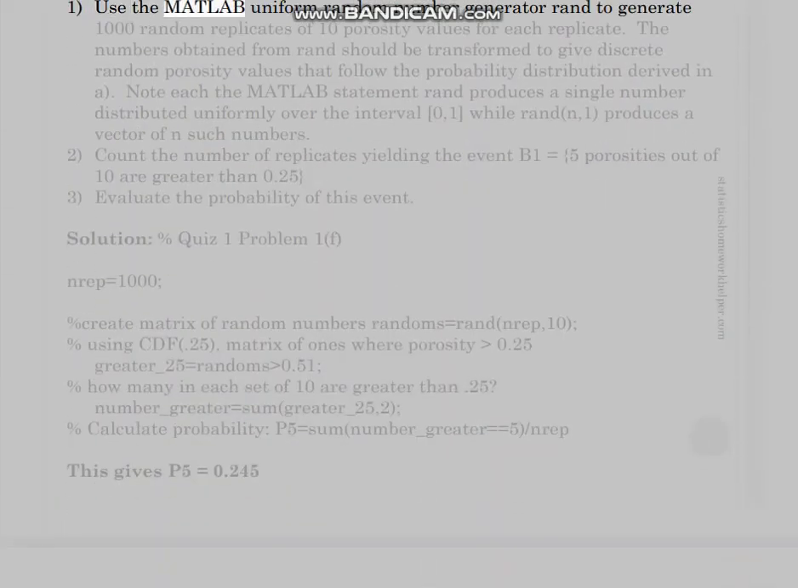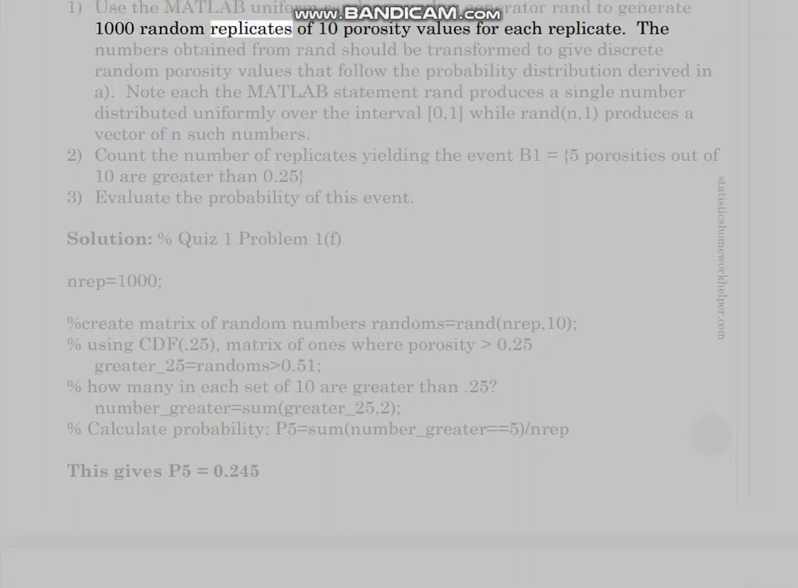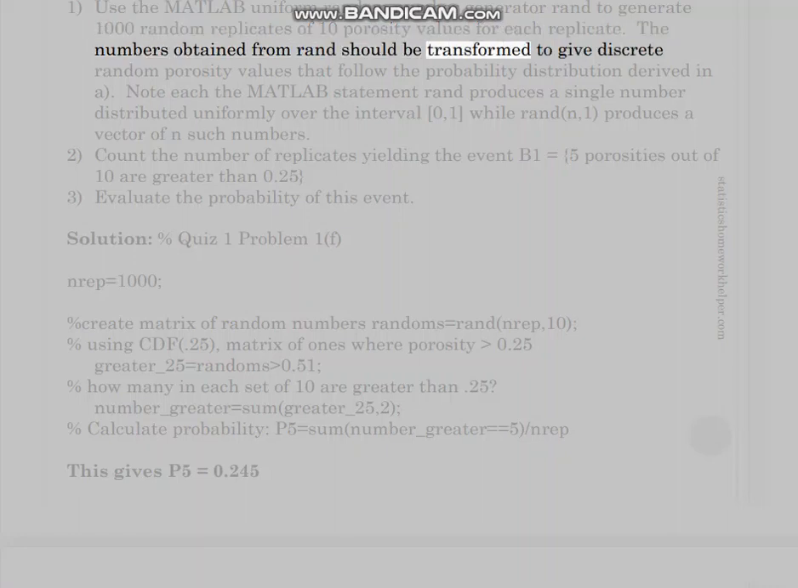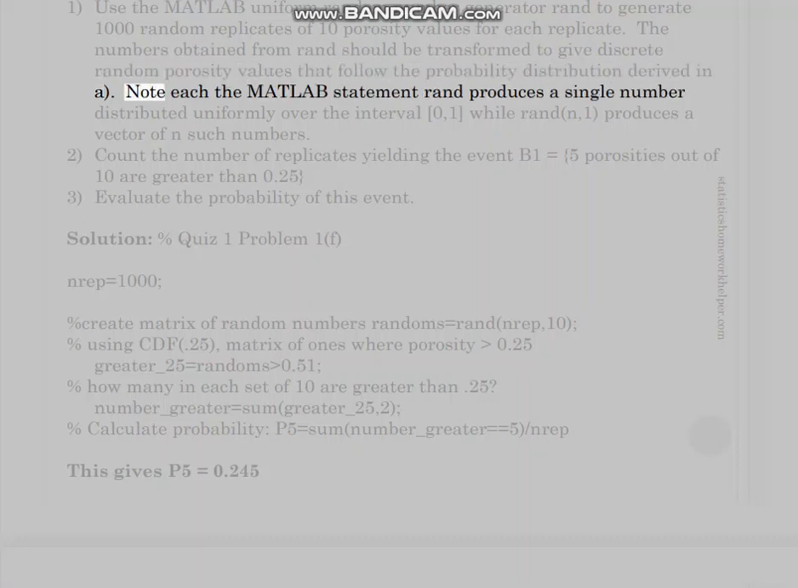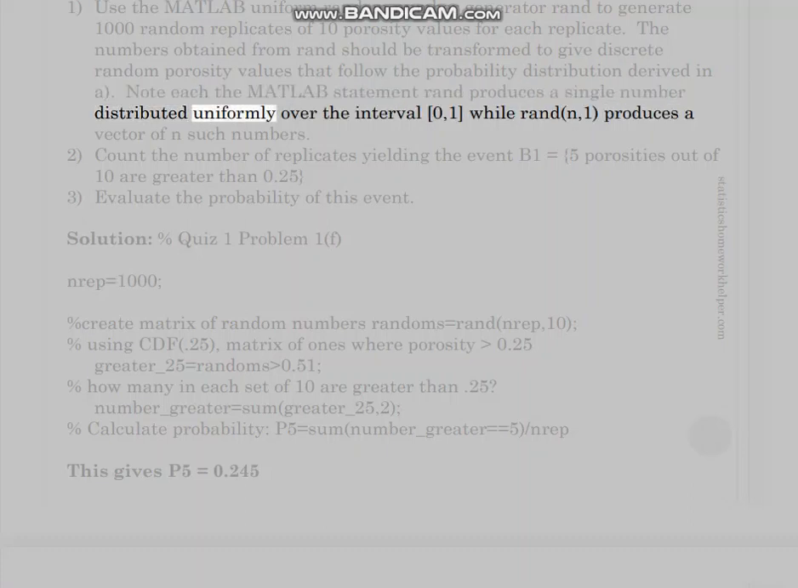1. Use the MATLAB Uniform Random Number Generator (RAND) to generate 1,000 random replicates of 10 porosity values for each replicate. The numbers obtained from RAND should be transformed to give discrete random porosity values that follow the probability distribution derived in A. Note that the MATLAB statement RAND produces a single number distributed uniformly over the interval 0 to 1, while RAND(n,1) produces a vector of n such numbers.